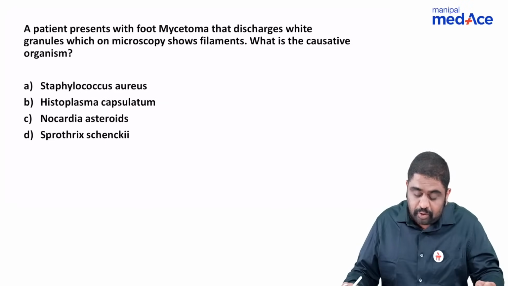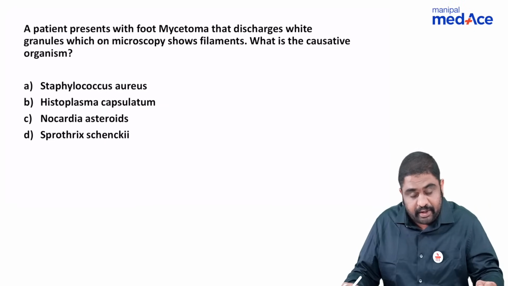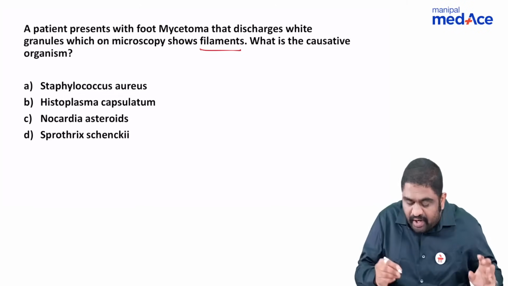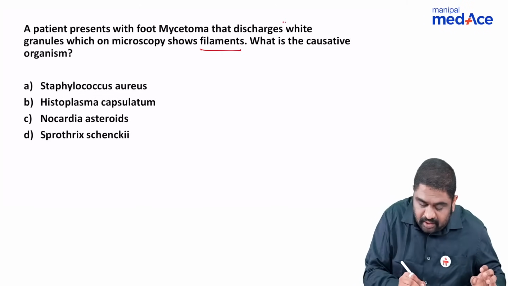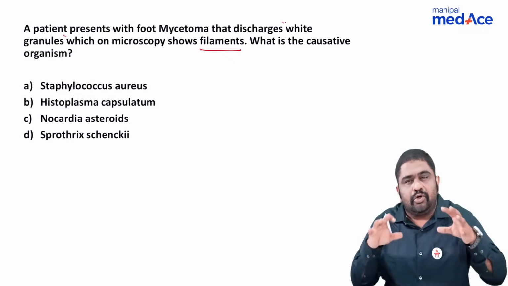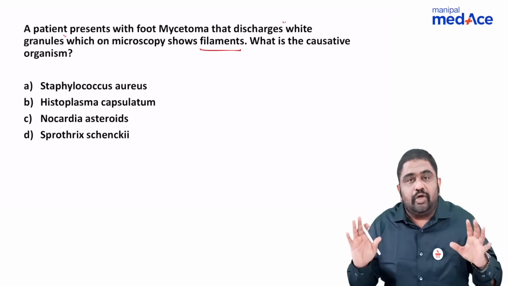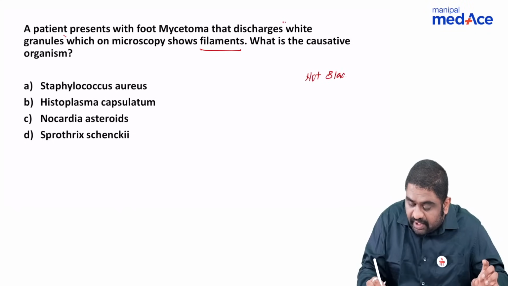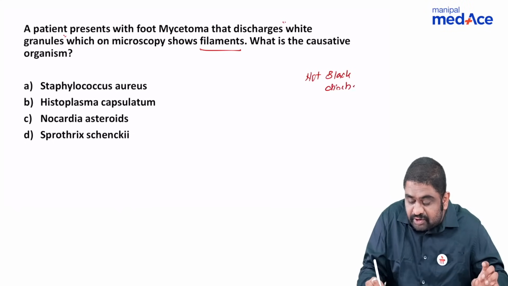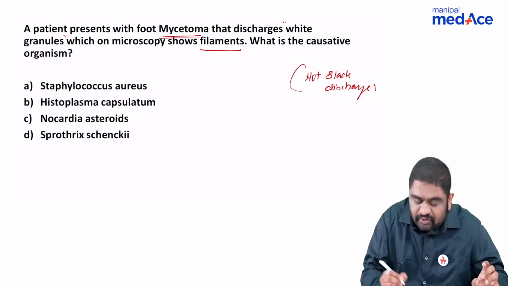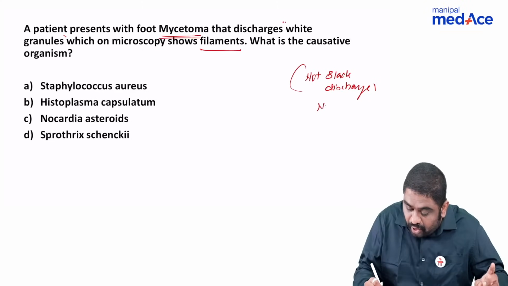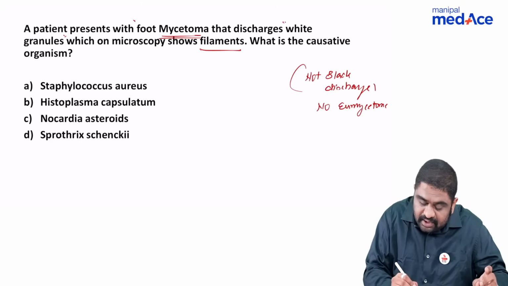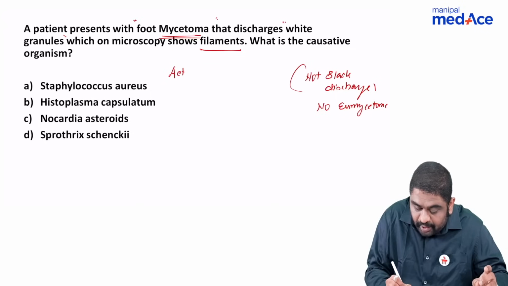A patient presents with foot mycetoma that discharges white granules, which on microscopy shows filaments. What is the causative organism? Now, remember, whenever there are white granules or yellow granules or golden yellow granules, one thing that you're very sure of is they are not black granules. They are not black discharge. If it is not black discharge in case of mycetoma, then it is not eumycetoma. That brings us to the diagnosis that this is a case of actinomycetoma.